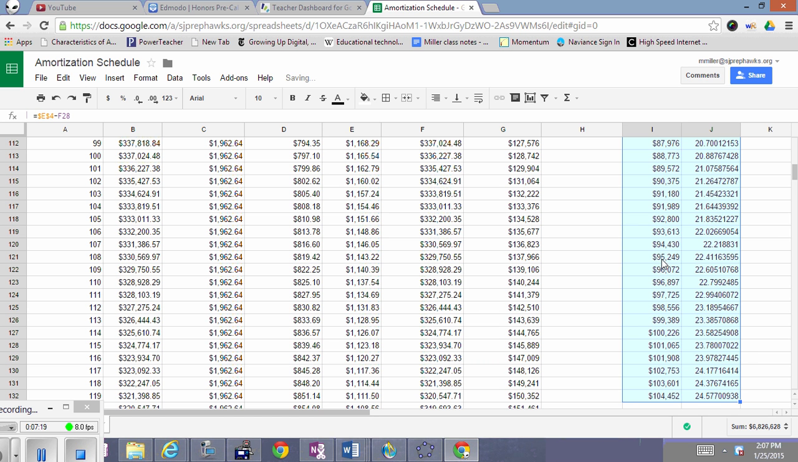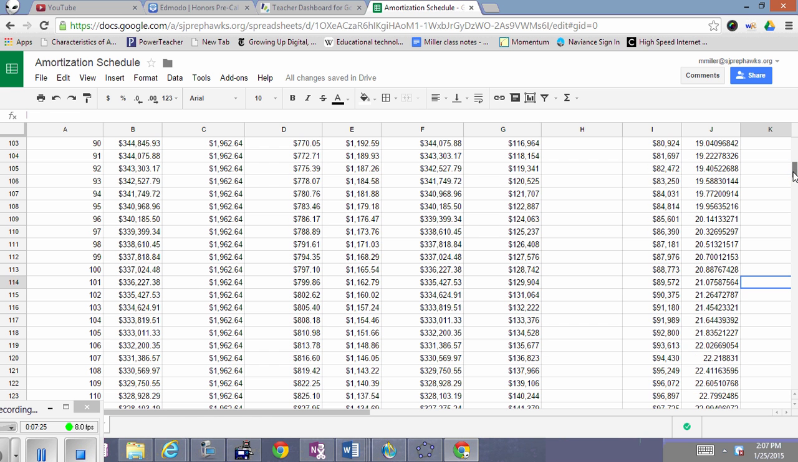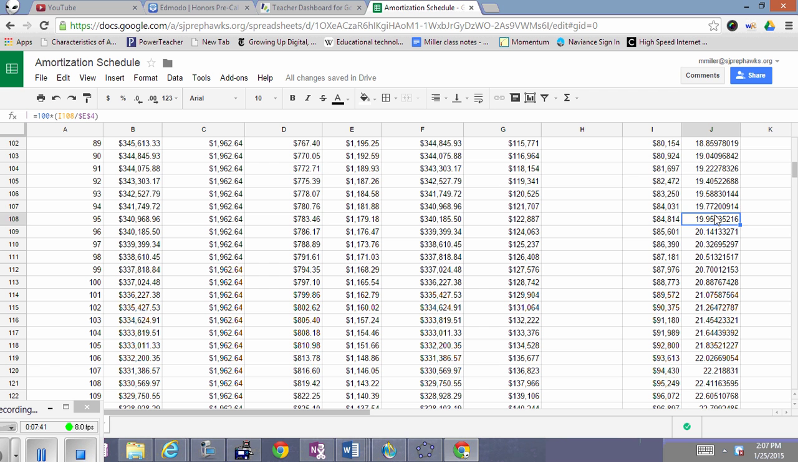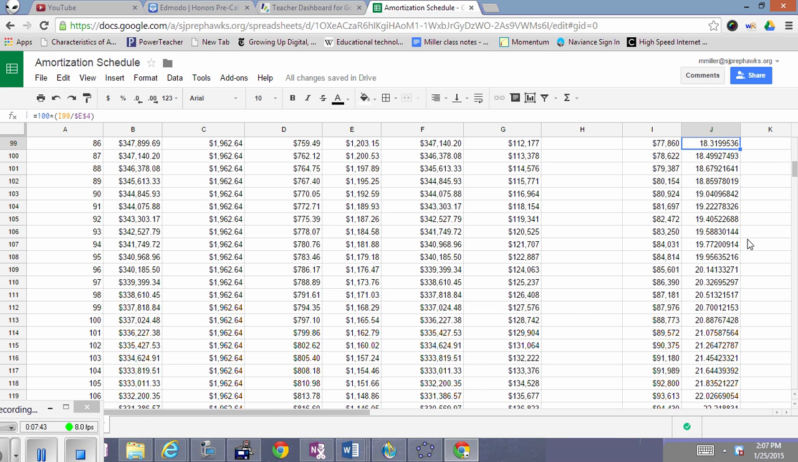time passes. One of the questions was, at what point do you own 20% of the house? Well, up here, right in this neighborhood, which is at the 95th, 96th payment, so like 8 years into the loan, you own 20% of the house. Okay, so that's roughly what equity is about.